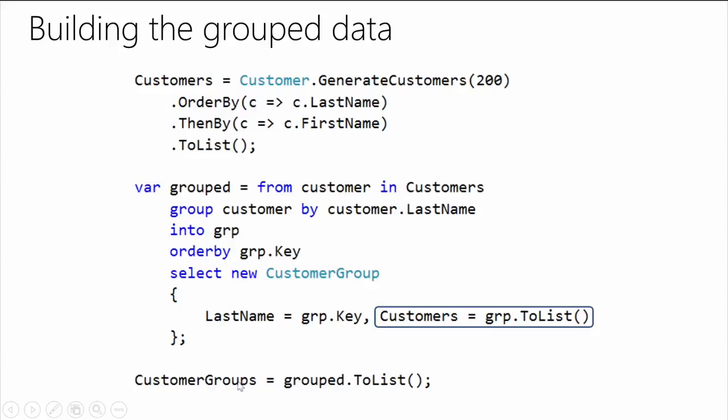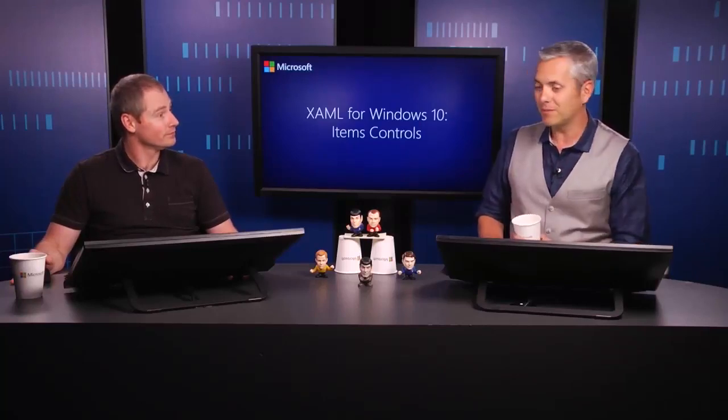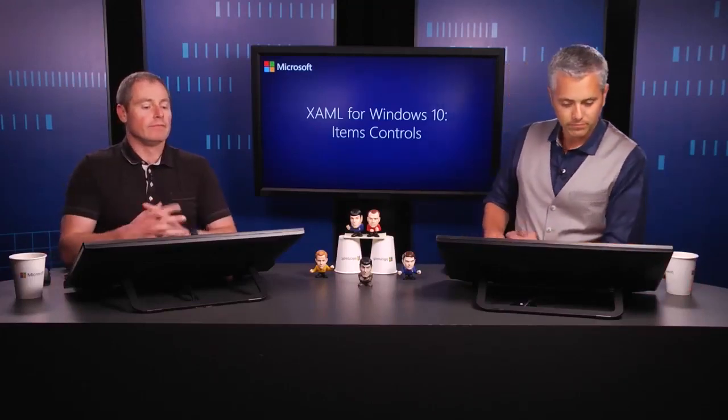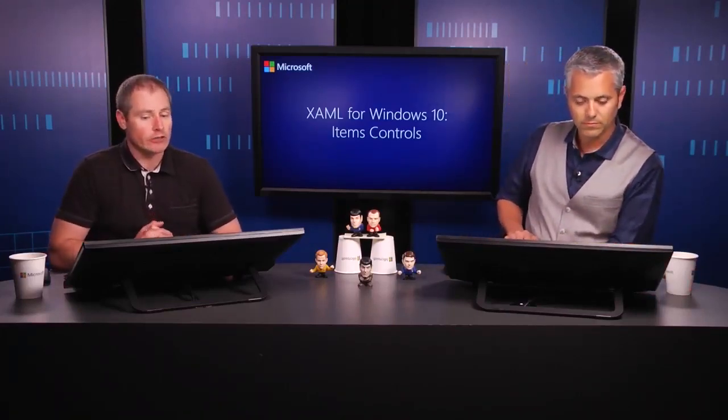Which is really, and simply, just a list of customer group classes, which has two properties, a single string and a list. So there's nothing really too sophisticatedly magic about it, but it's what you need to do if you're going to group data. And having a concrete example like this helps crystallize what we're doing. So then we want to declare our collection view source.